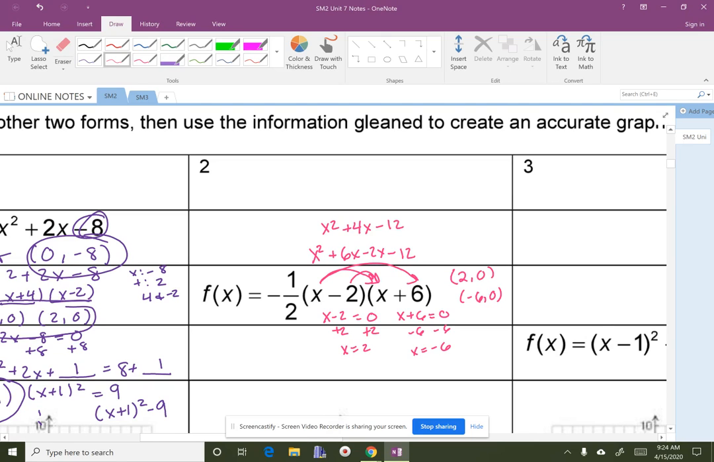And then I need to now distribute this -1/2 through. So I'm going to multiply by -1/2, and I get -1/2 x squared minus 2x plus 6. So from there, that's standard form. So I could say y equals, or f of x equals. And I can look and see that a is negative, so I know this is going to open down. Okay, and I also know that my y-intercept is at (0, 6).